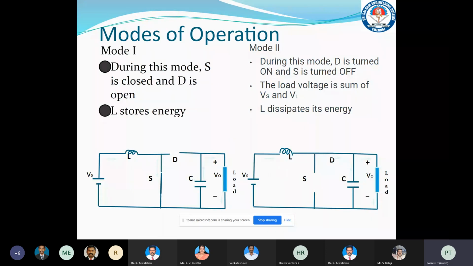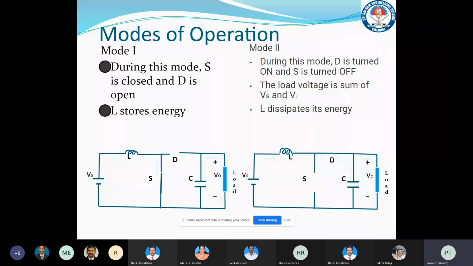During mode 1, the switch is in the closed position. During this mode, the current from the Vs flows through L and charges the L. And it returns through the switch back to the source. During this mode, the voltage will be induced in the L with the plus sign, that is, the left side is plus and the right side is minus. And during this mode, the diode is in the off condition. The capacitor, which was already charged, is going to supply the load current during this first mode.